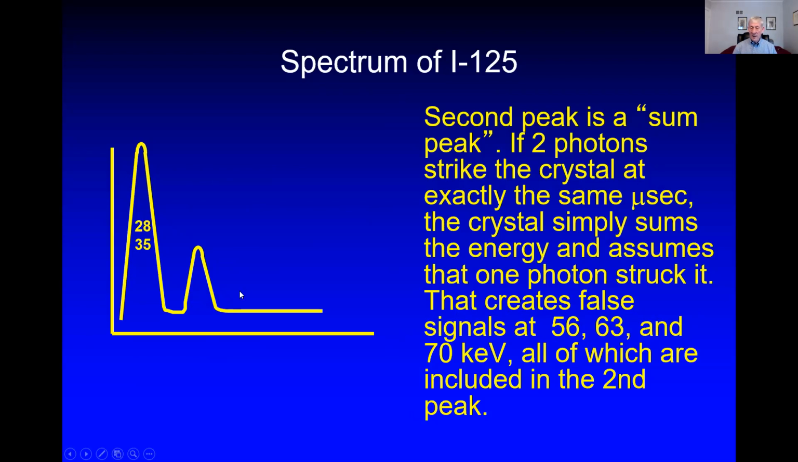That's an artifact. However, because the ratio of this to this is fixed, when we set a window to count I-125, we're not going to ever image it, but to count it, we set a window from approximately right here all the way out to right here. And we count all of those photons in that window. So that is a sum peak.